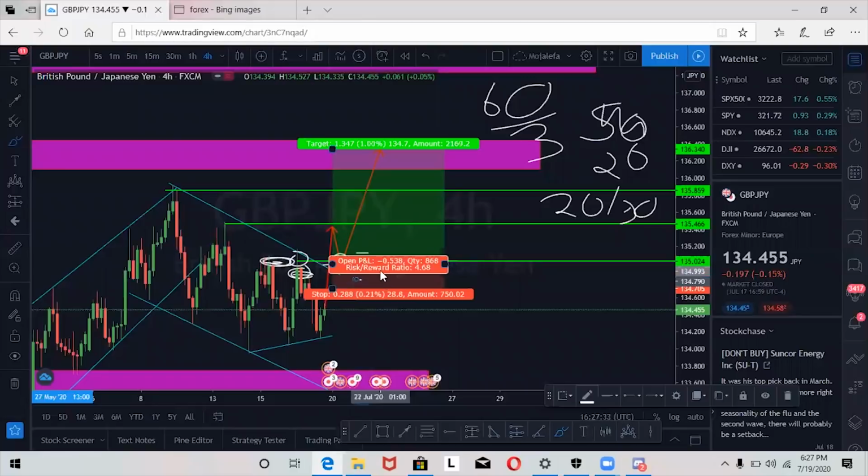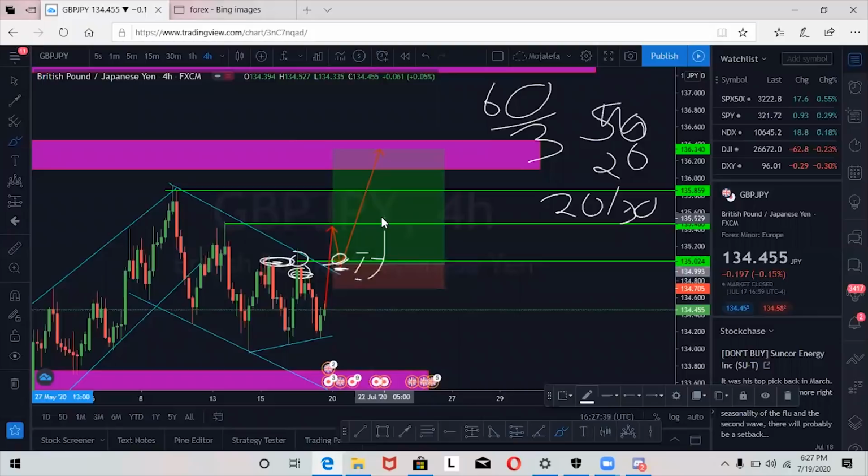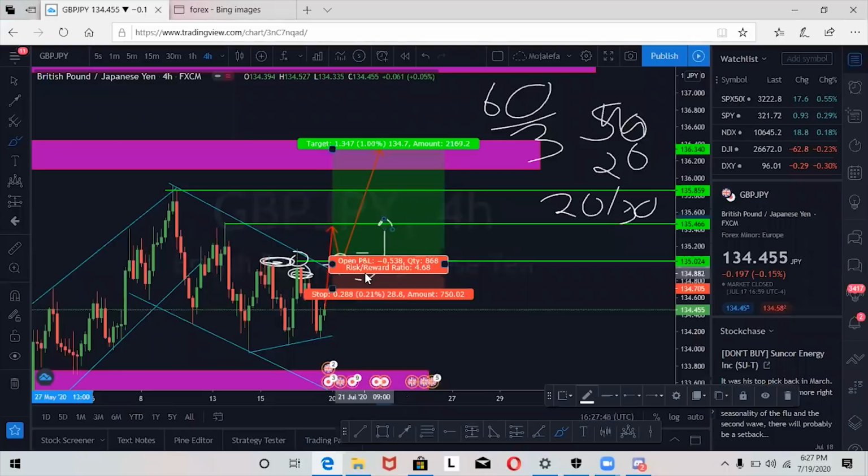So if this pair decides to shoot to the upside, first of all I'm going to protect my biggest lot size. You get what I mean? I'm going to protect my biggest lot size, meaning I'm going to move my stop loss into profit, or I just move it to break even only on my biggest lot size, which was against my risk management.